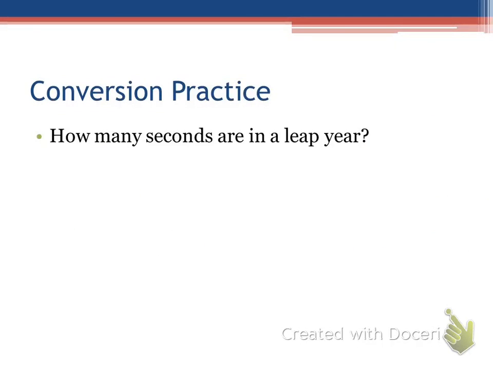It doesn't give us a number to start with, right? How many are in a leap year? But what do we know about a leap year? There's an extra day. So how many days are in a normal year? 365. So in a leap year there are 366. So that's what we're going to start with. 366 days.